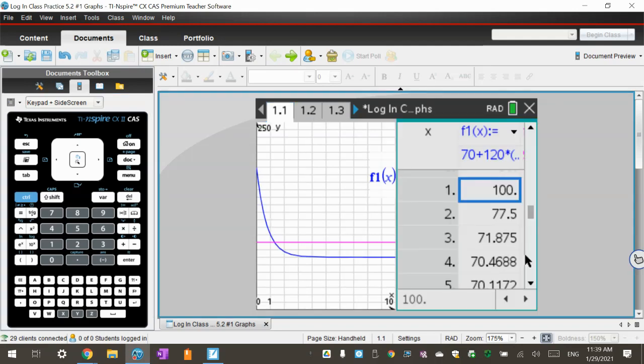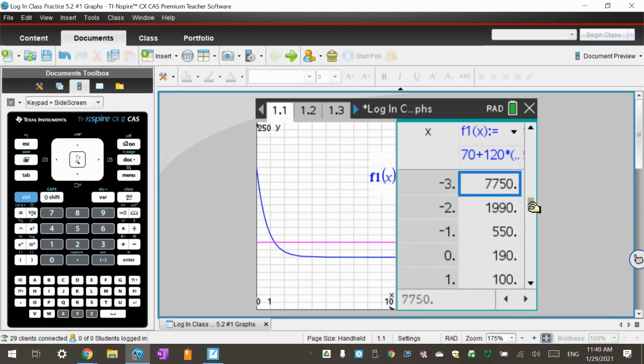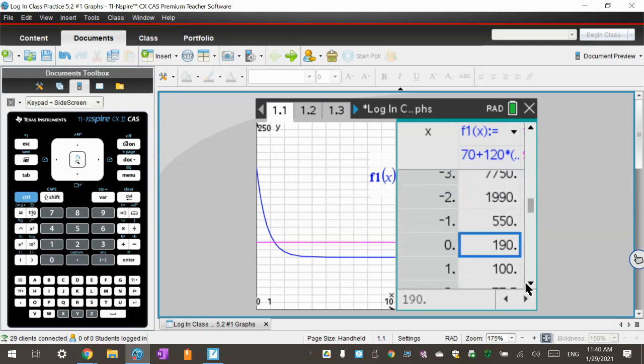And again, the reason why I'm showing you the table is because if you have to plug in numerous amounts, you graph it, you look at your table, and you see that when time was 0, it was 100 degrees Fahrenheit. And then look, after 1 hour, it's 100. After 2 hours, 77.5. And if I were to keep going, you'd see it's closer and closer to 70. So it looks like the room temperature is 70.